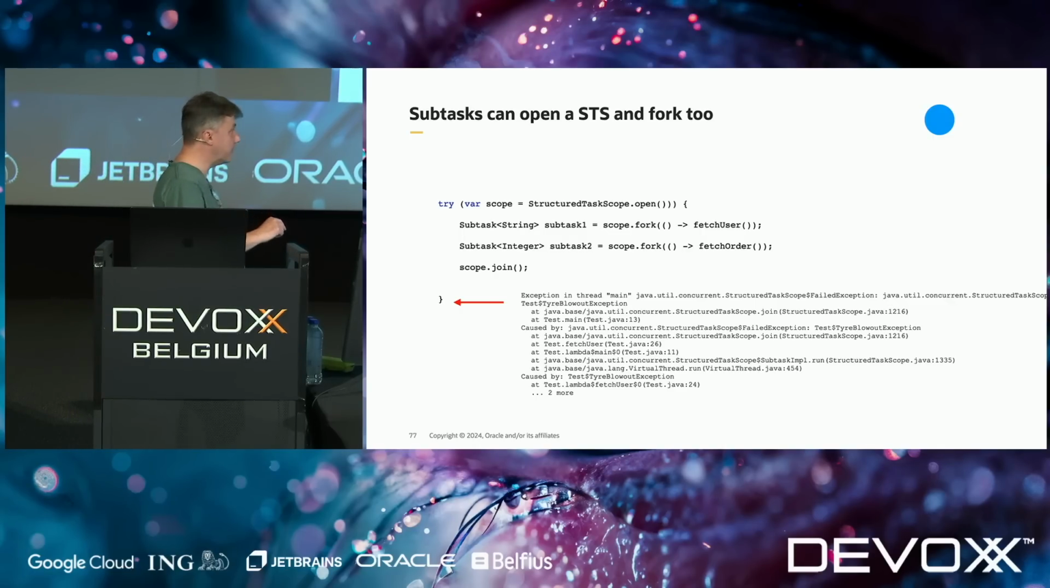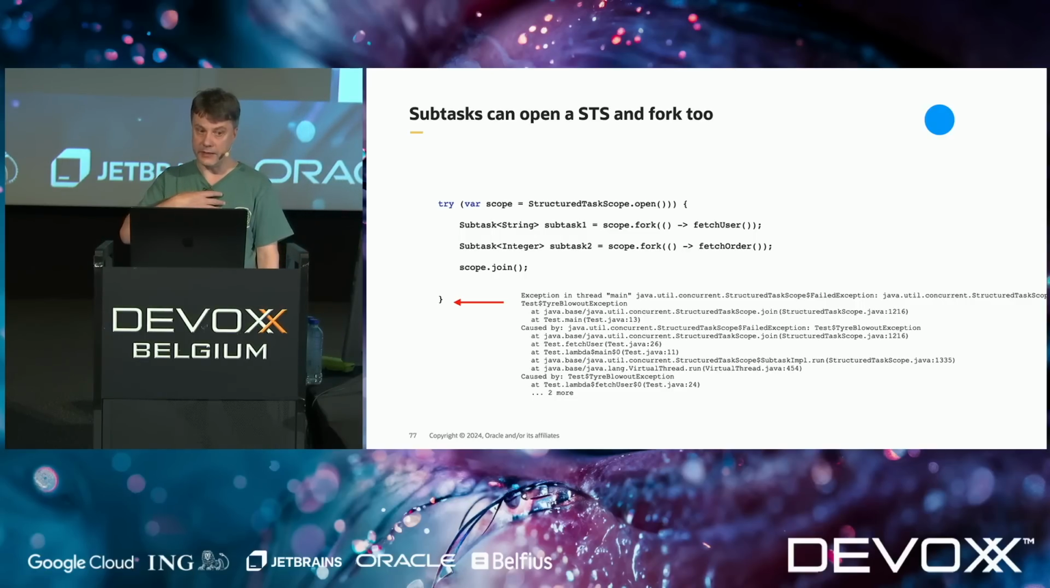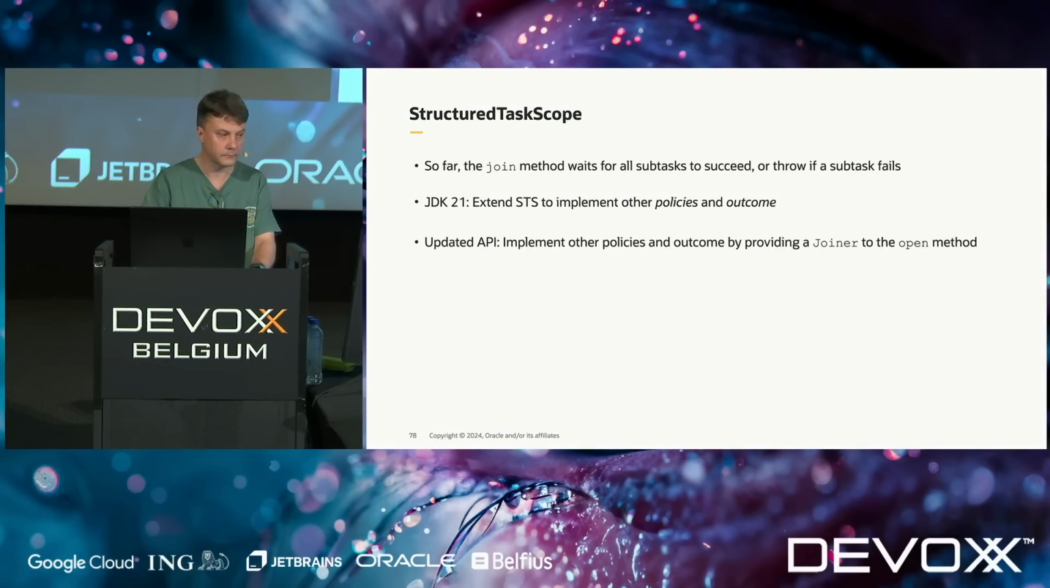And then the exception that I get is giving me some information about the tree as well. Maybe it's hard to read this on the slide. I'm waiting in the main task. It's throwing a failed exception. I'm seeing the cause as from the subtask that failed. In return, its cause is the cause from its subtask. So you're seeing a little tree of causes as well. So this is how this works.